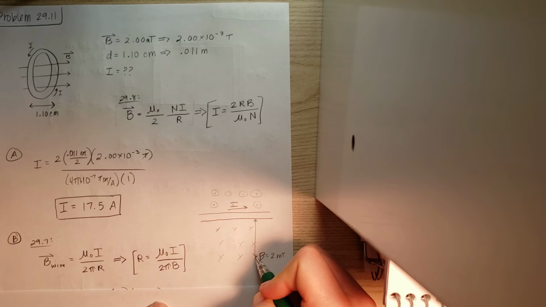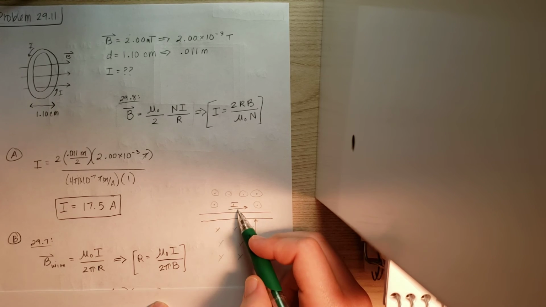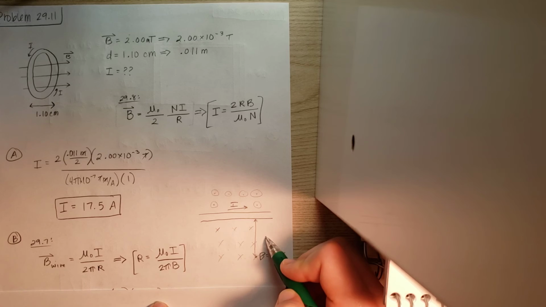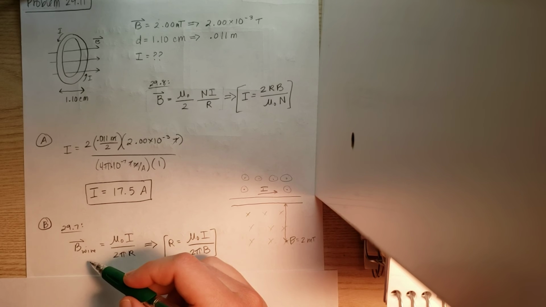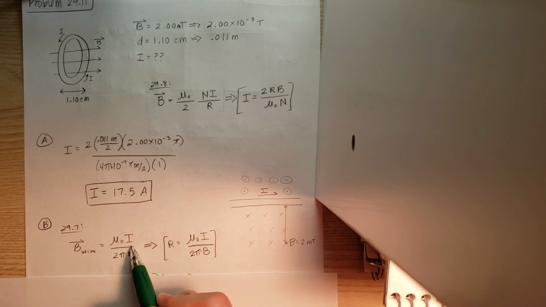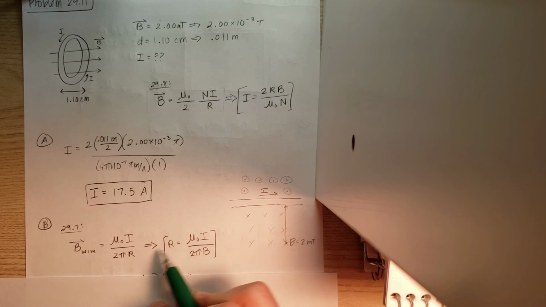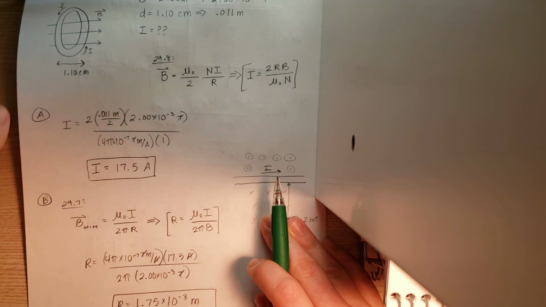And so they want us to calculate at what distance that magnetic field is going to be the 2 millitesla strength, with that same current that we calculated. So this time we're solving for R. So we are going to be using a different equation here. This time we're going to take the magnetic field of a wire, and that's equal to the permeability constant times the current over 2 pi R. So we can convert that again to solve for R, and then plug in our variables.